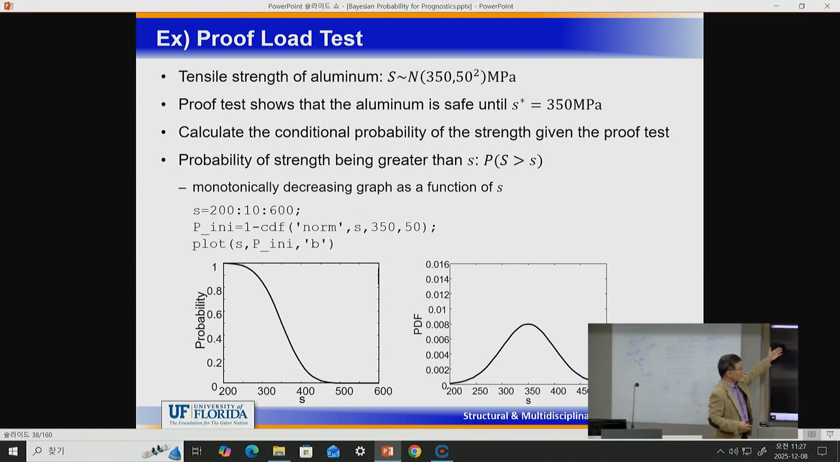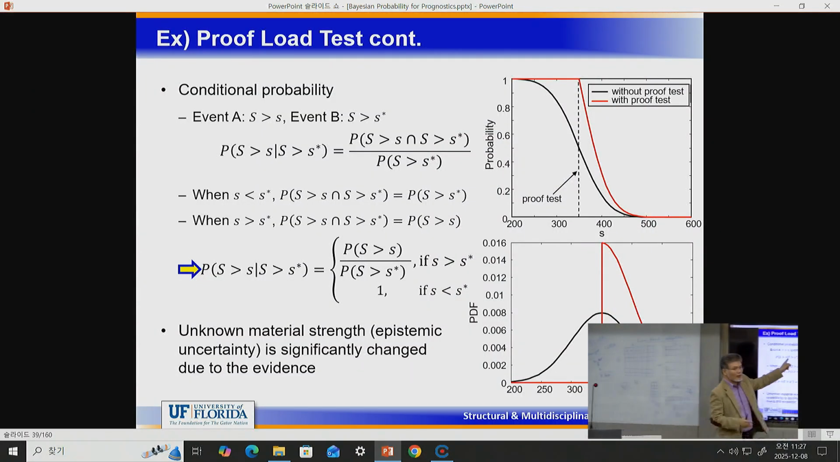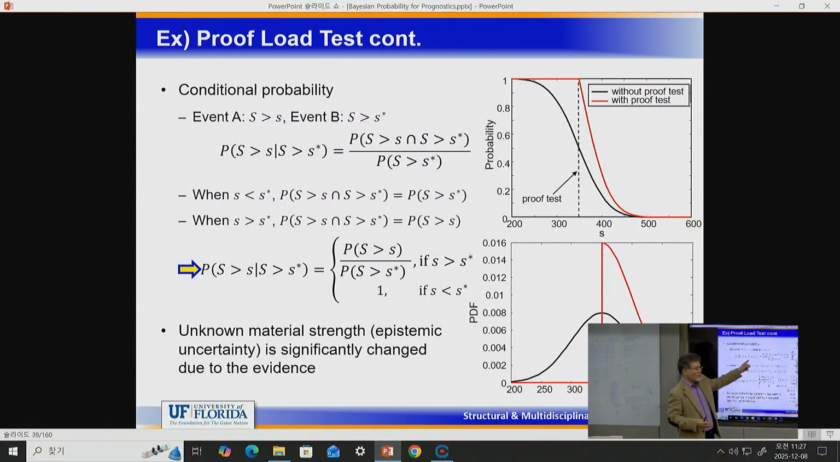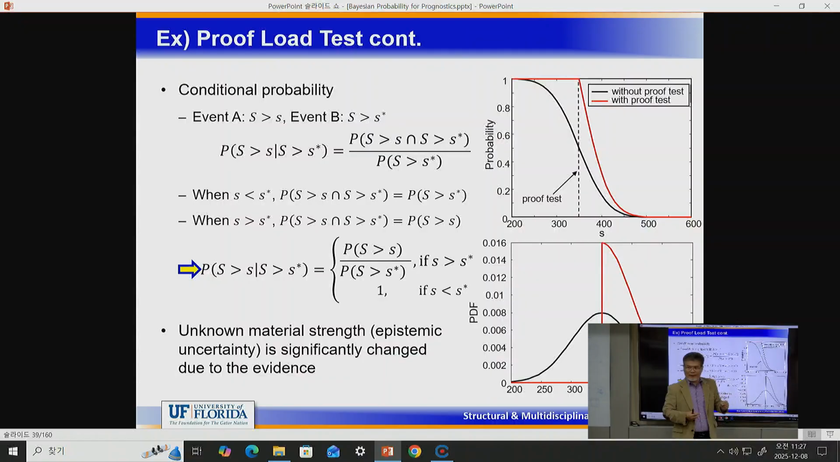But for this particular specimen, what will happen? Condition. So this is strength, a random variable. Strength is random, I don't know it. 350 is the condition that I have: the specimen that I tested was safe until 350. Then what's the probability that the strength of my specimen is greater than S? S is your axis. It is proved safe until 350, so if I say the lowercase s is 200, the probability will be 100%. The probability is 1.